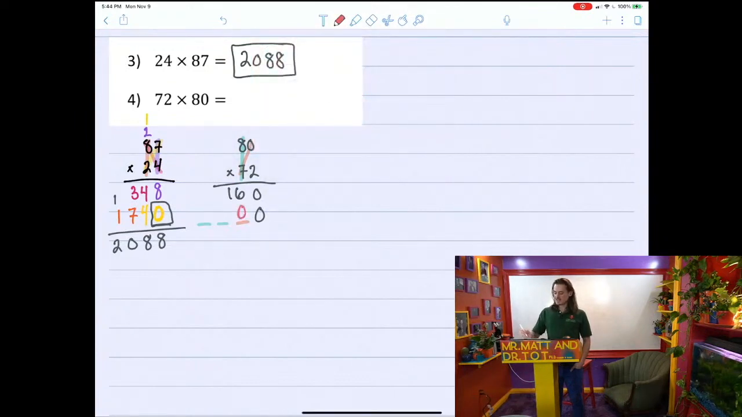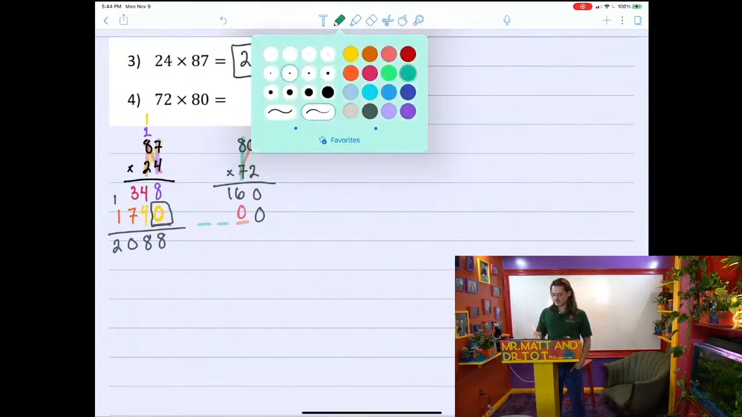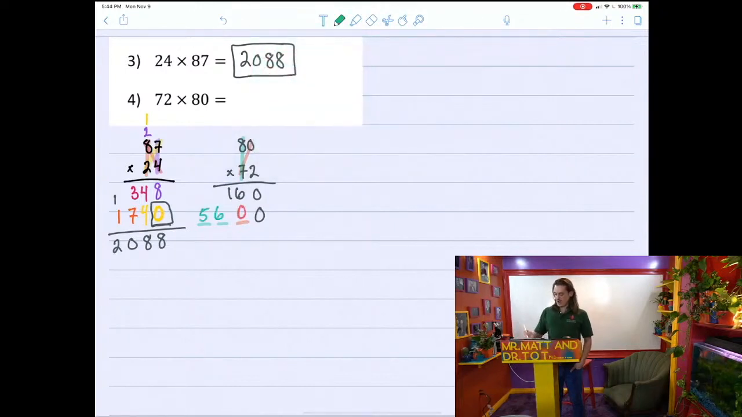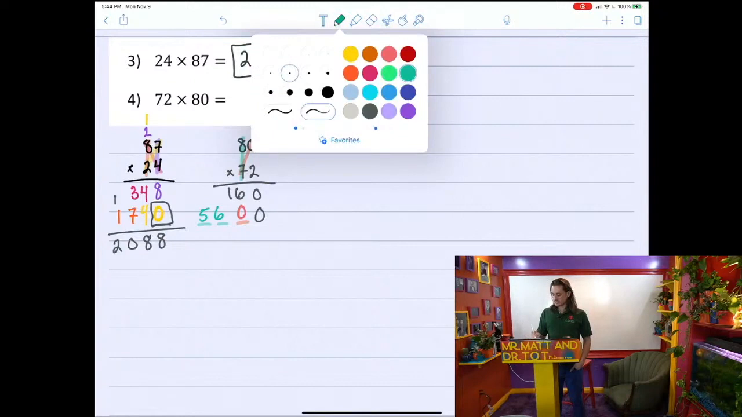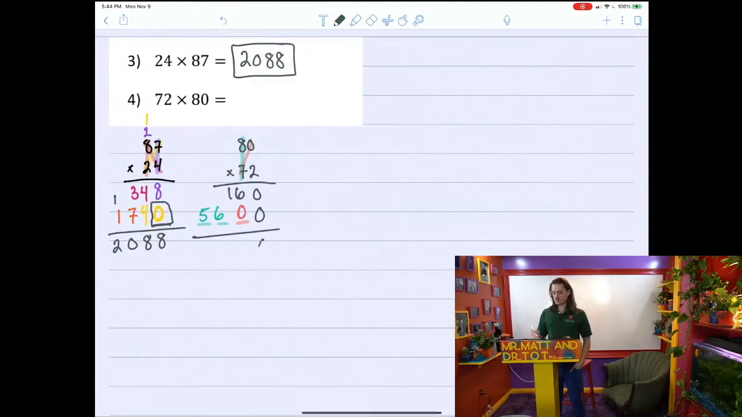7 times 8 is 56. So adding these two values together, 0 plus 0 is 0, 6 plus 0 is 6, 1 plus 6 is 7, and then there's nothing to go with that 5, so it just remains a 5. So we have 5,760.